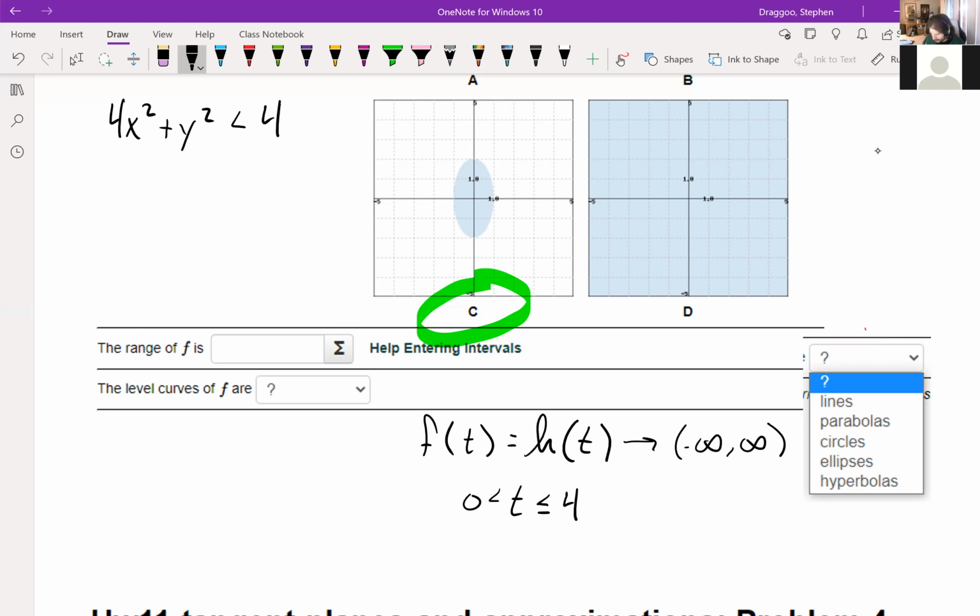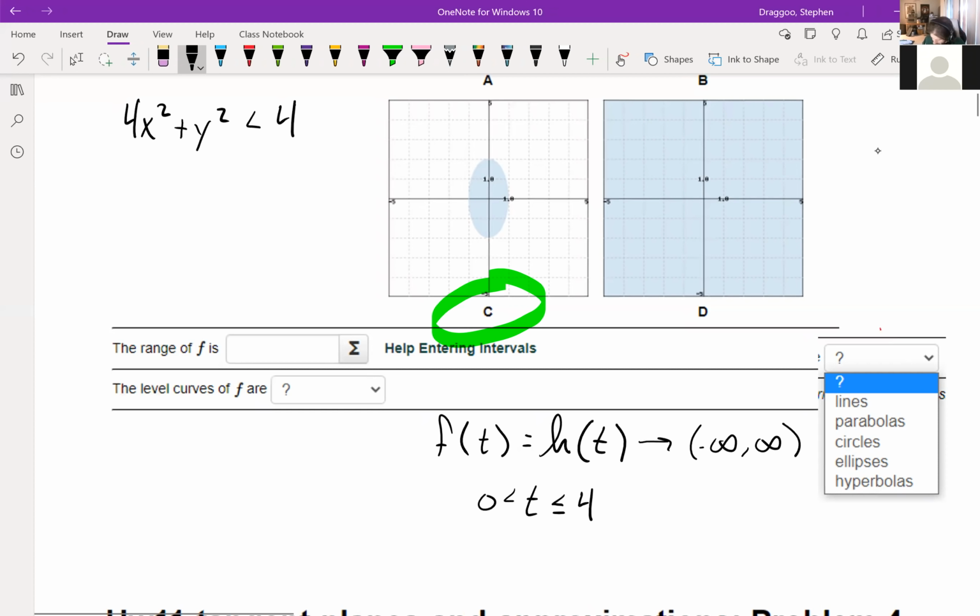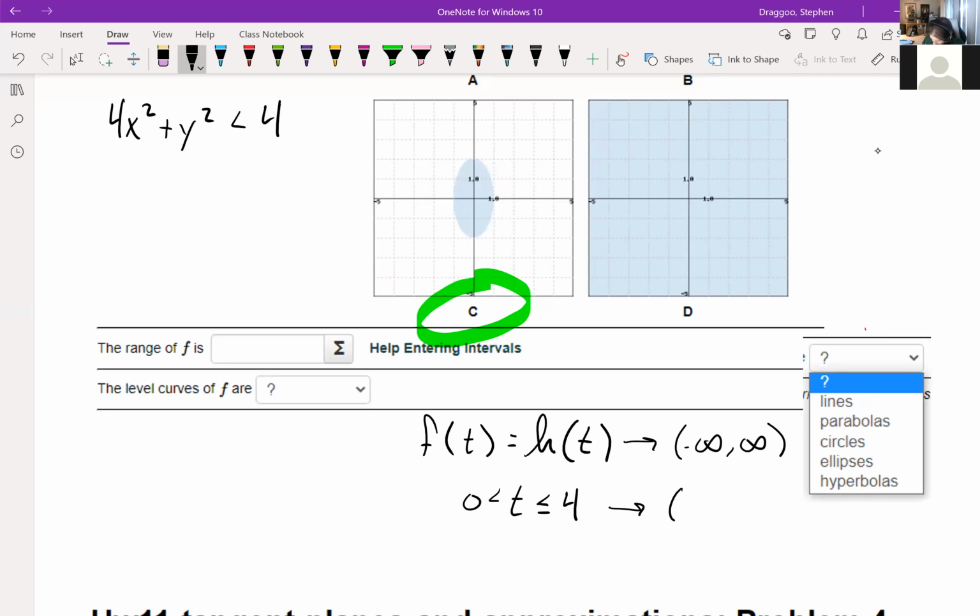So since my input has a maximum value of 4, my range is going to have a maximum value of not 4. What is the right idea? Good work, brain. A maximum value of the natural log of 4. Again, that's our max value for t. So I'm going to just write that in up here for the range, negative infinity to natural log of 4, and put a bracket on it.